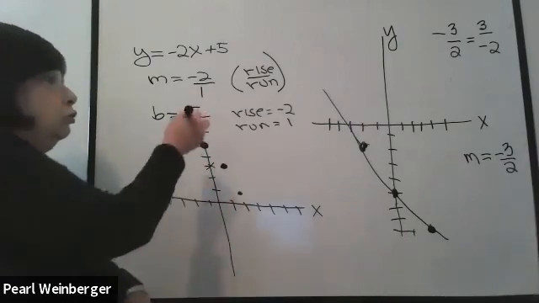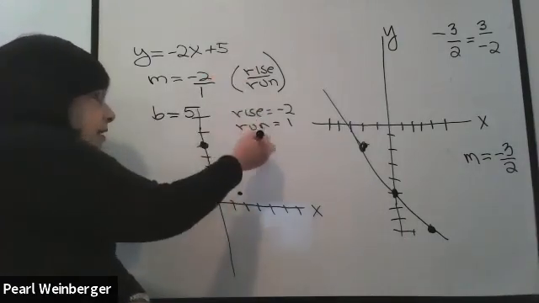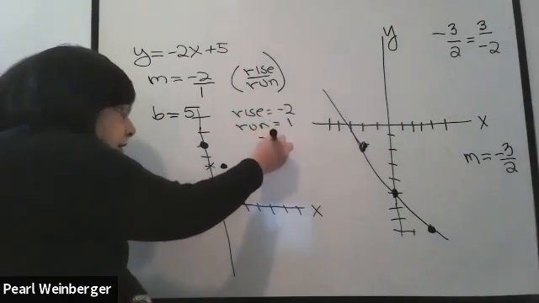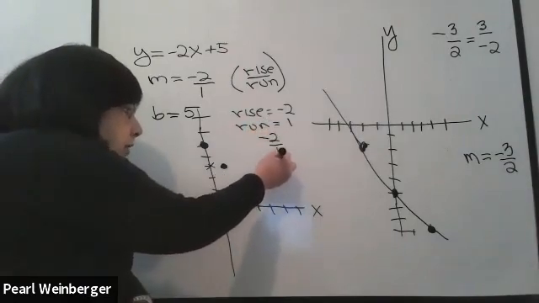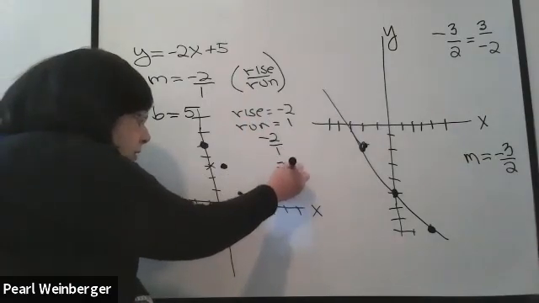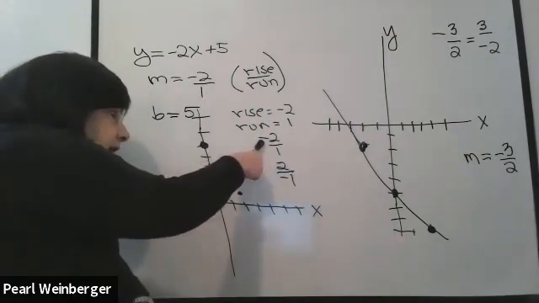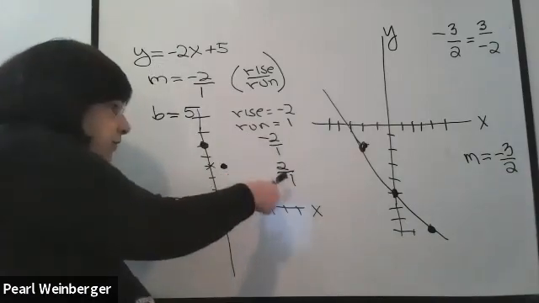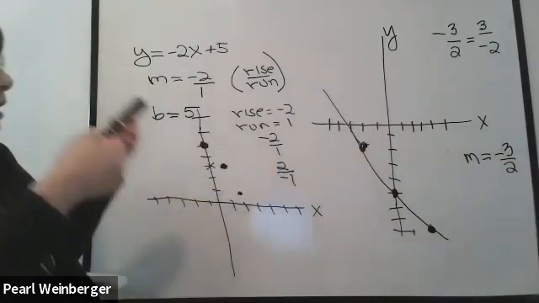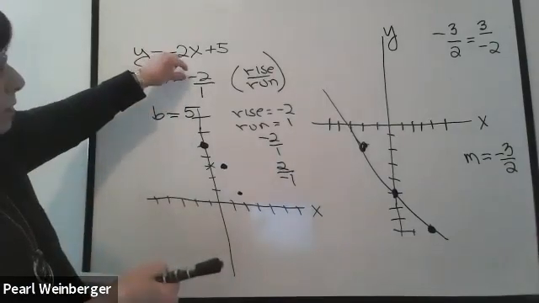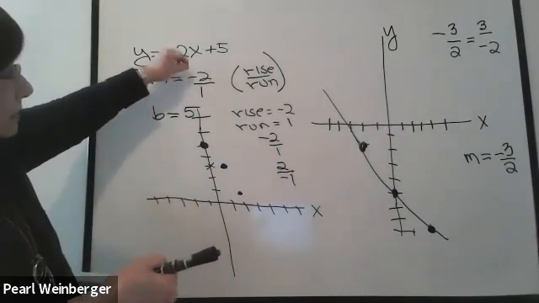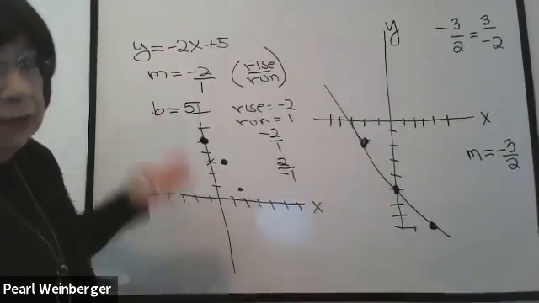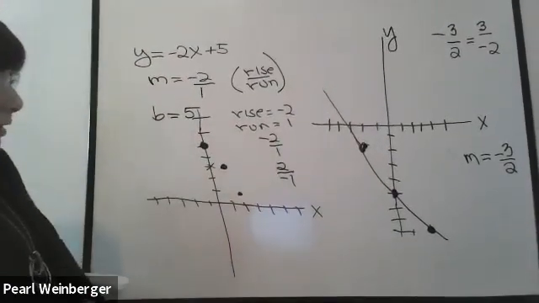Or instead of looking at this as -2/1, I could also look at it as 2 over -1. A negative divided by a positive is negative, and a positive divided by a negative is negative. In other words, it doesn't matter if you take this minus sign and move it down. Usually it's better to keep it in the numerator, but it could be in the denominator as well.